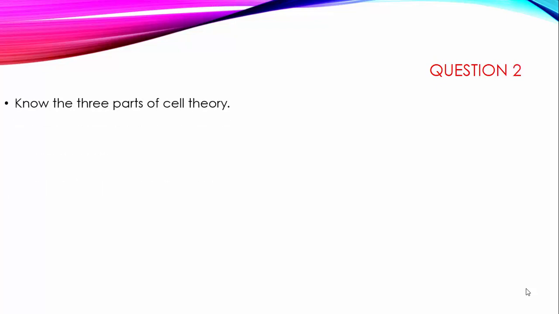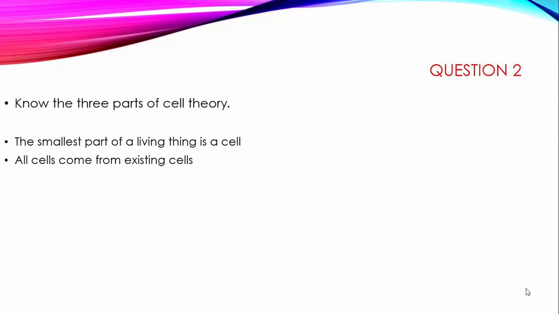So know the 3 parts of cell theory. There are 3 parts. You need to make sure you know all of these. They do not have to be word for word, but as long as you have a general idea of what they are, it's fine. The smallest part of a living thing is a cell. All cells come from pre-existing cells, and all living things are made of cells.